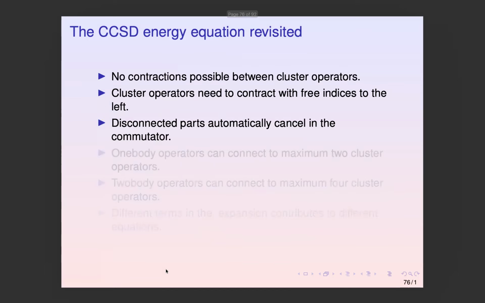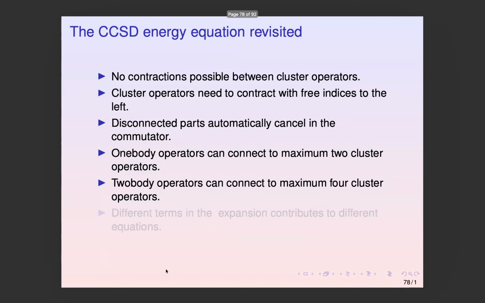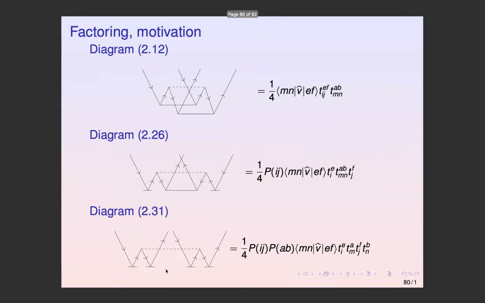No contractions are possible between cluster operators, and cluster operators need to contract with three indices to the left. Disconnected parts automatically cancel. All one-body operators can connect to a maximum of two cluster operators, and two-body operators can connect to a maximum of four cluster operators. And different terms in the expansion obviously contribute to different equations.